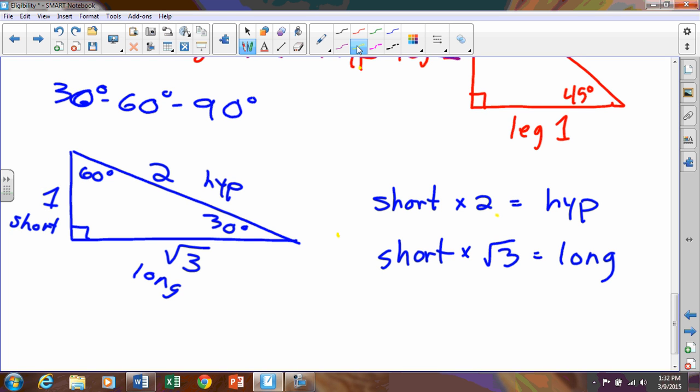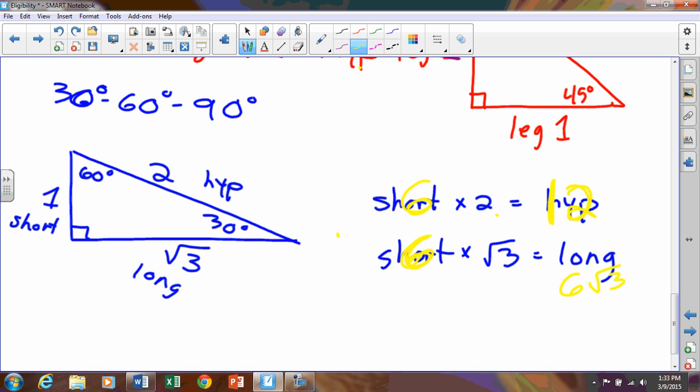Well, there's a couple ways that we could do that one. The first is with the equations. If we know the hypotenuse is 12, what is the short leg? 6 times 2 gives you 12. So there, we know the short leg is 6. And if the short leg is 6, what's the long leg? 6 times the square root of 3.